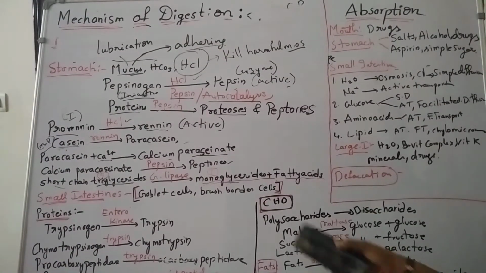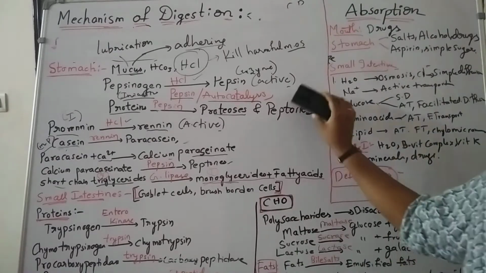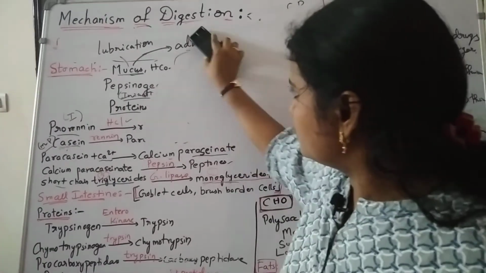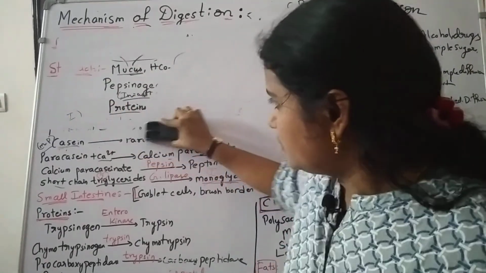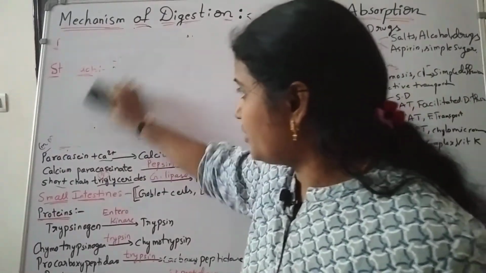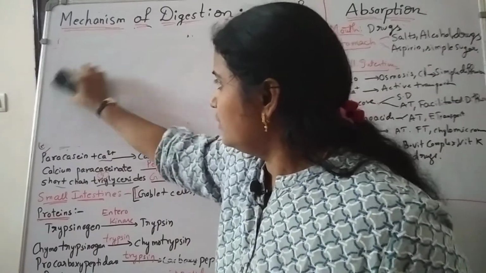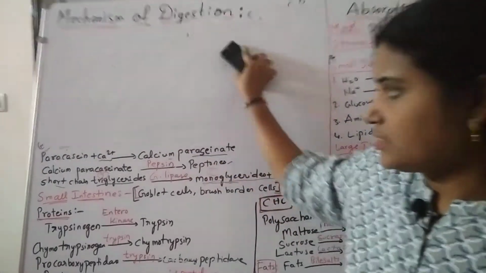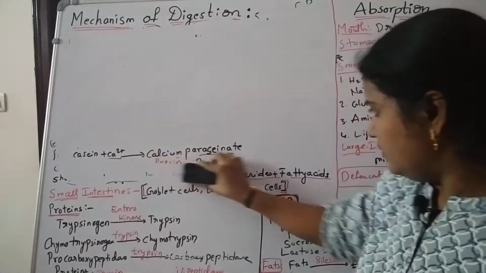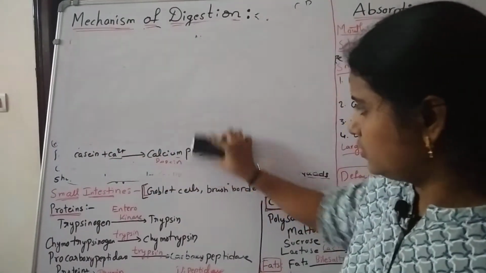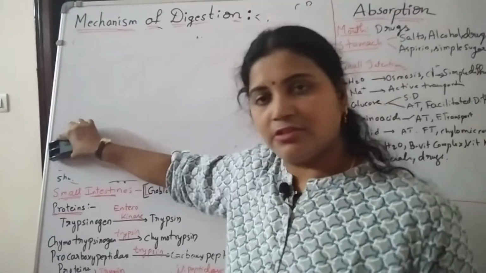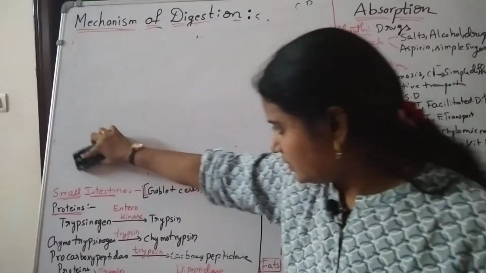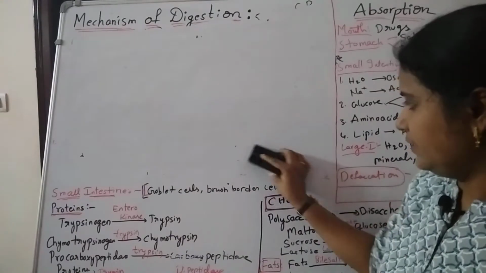Stomach digestion we completed, now we are coming to the small intestine digestion. In the small intestine digestion, many important points are there. Why? Because the small intestine is responsible for the maximum amount of food digestion, right? Maximum amount of food digestion is done by the small intestine, right?